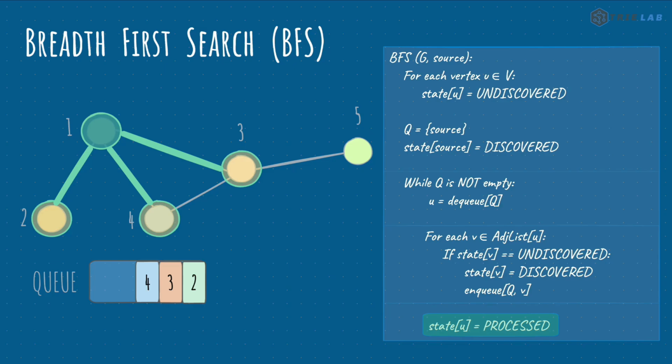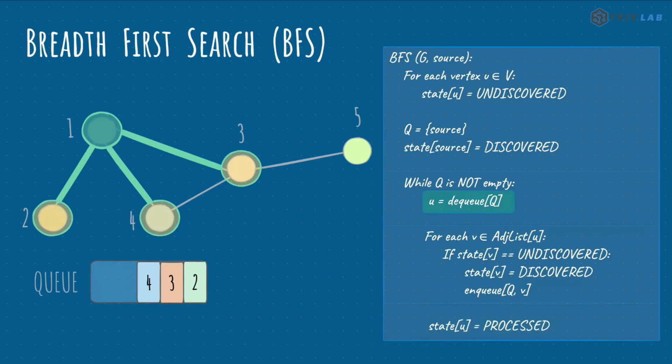We then repeat the same process for the other nodes in the queue as well. Next, we pop node 2, and since node 2 has no adjacent undiscovered nodes, we simply mark it as processed. Then we dequeue node 3, and node 3 does have some undiscovered nodes.